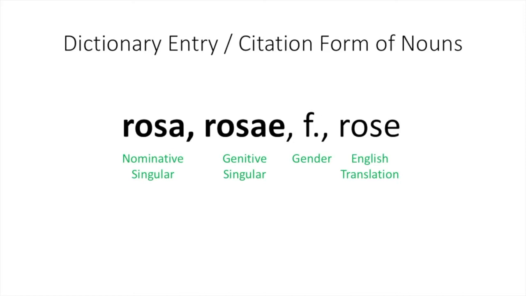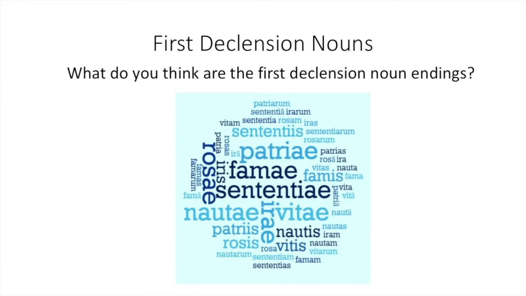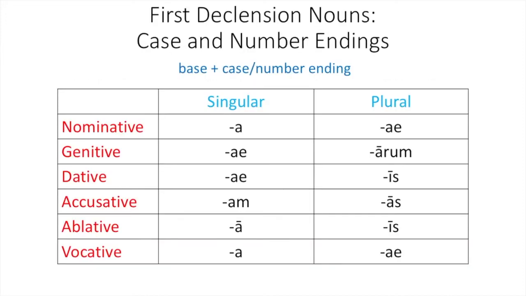Using this, we figure out how to decline the rest of our nouns, because we use them and our endings to come up with all the various forms. These are some examples of some declined first declension noun words that, if you look through it, you may be able to come up with what some of the endings are. And here they are for your first declension nouns.